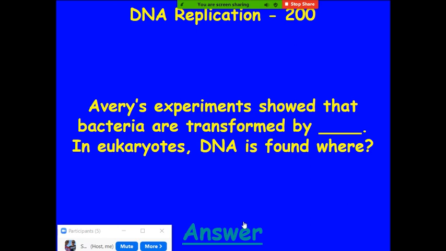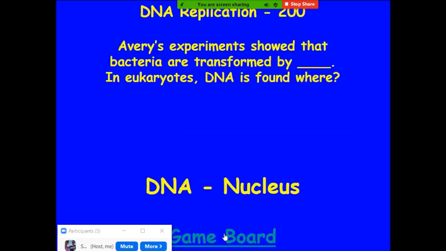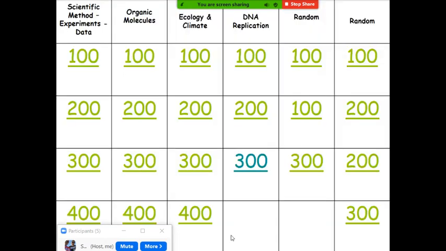All right, here we go. Avery proved DNA was the transforming factor, built on the information that Griffith exposed to the world. And DNA is found in the nucleus. Chromosomes are found in the nucleus in eukaryotic organisms.